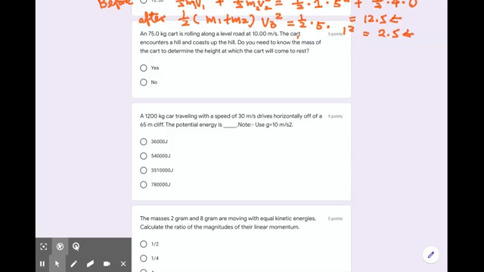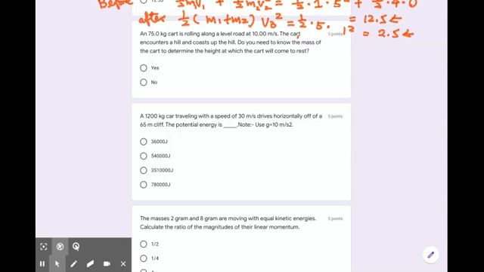A 75 kilogram cart is rolling along a level road at 10 meters per second. The cart encounters a hill and coasts up the hill. Do you need to know the mass of the cart to determine the height at which the cart will come to rest? No, you don't.